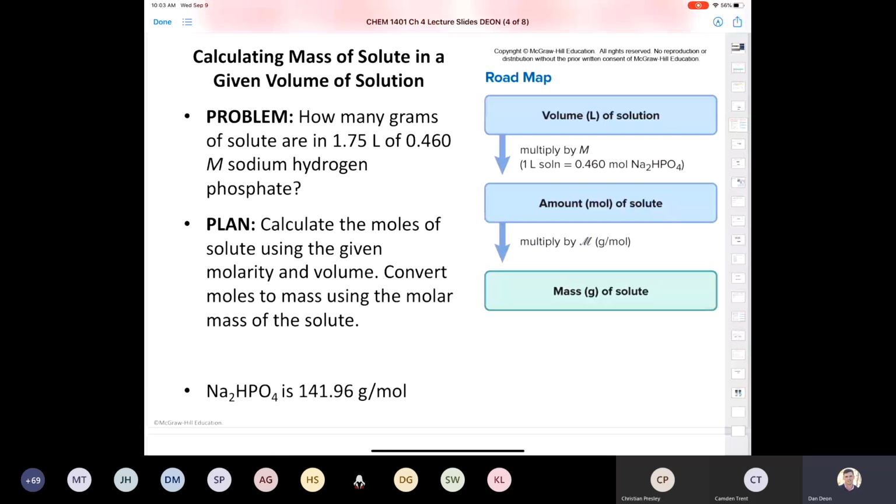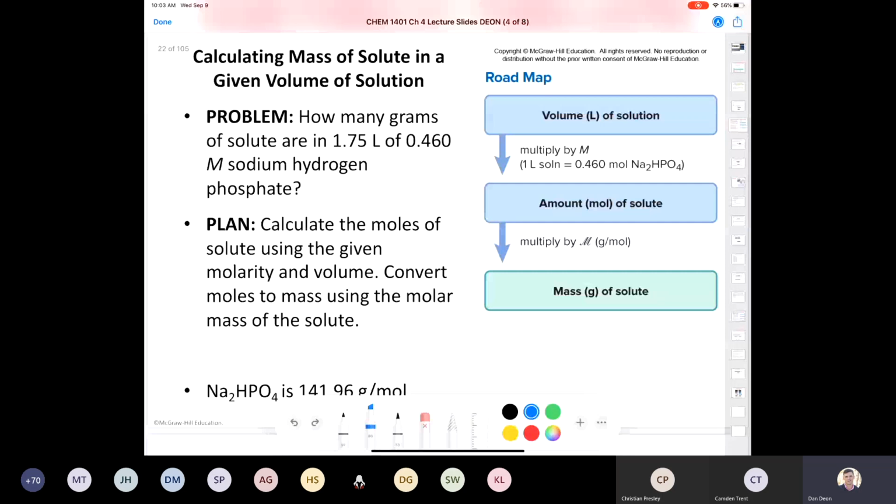Problem: How many grams of solute are in 1.75 liters of a 0.460 molar sodium hydrogen phosphate solution? Let me read that again: how many grams of solute are in 1.75 liters of 0.460 molar sodium hydrogen phosphate? Anyhow, what are we going to use?